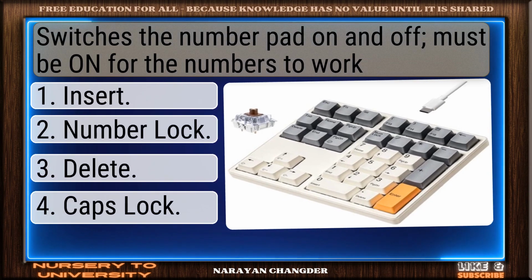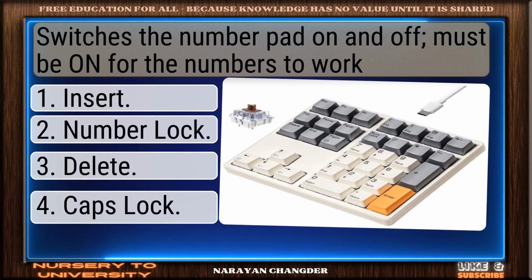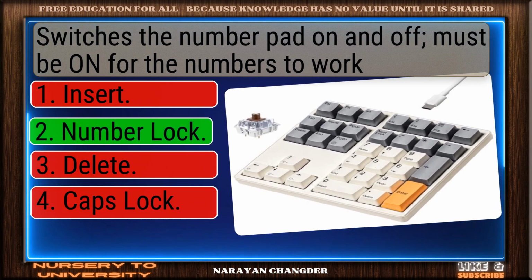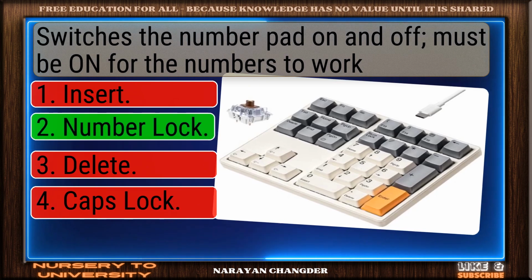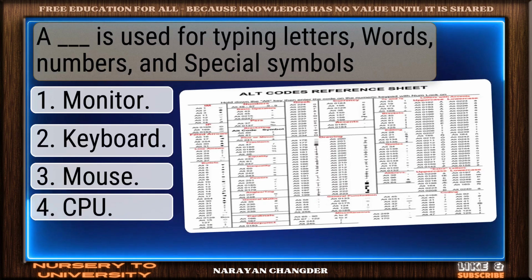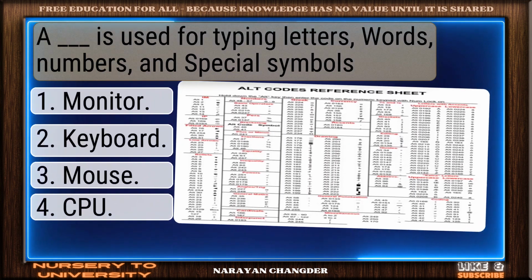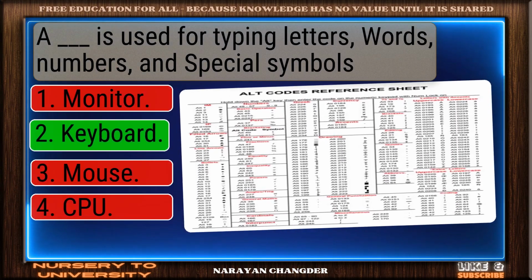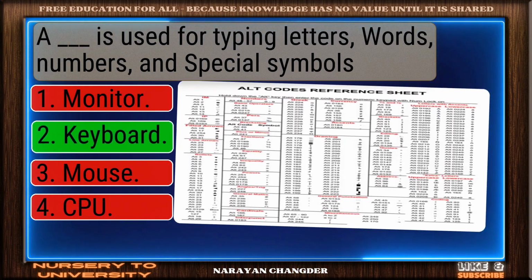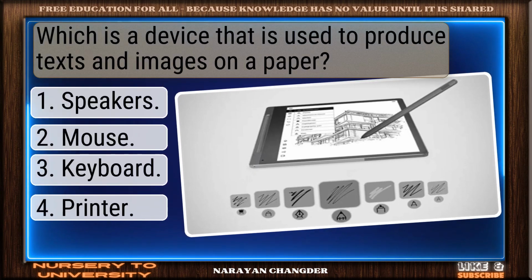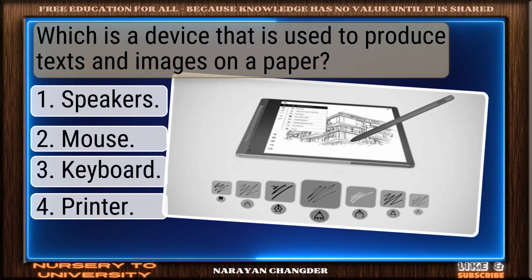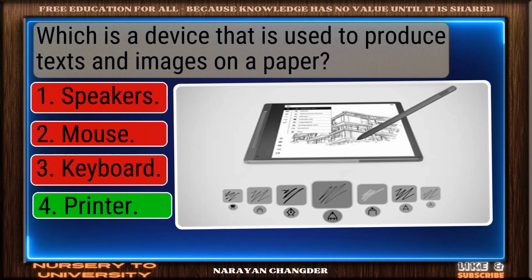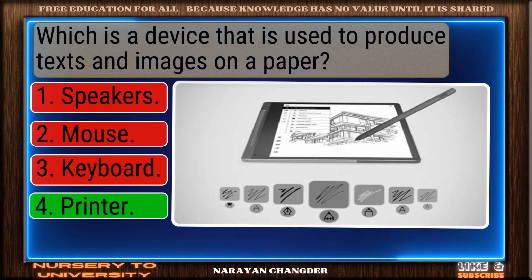Switches the number pad on and off. Must be on for the numbers to work. Smart move. Number lock is an accurate answer. A dash is used for typing letters, words, numbers, and special symbols. Solid response. Keyboard is a valid choice. Which is a device that is used to produce texts and images on a paper? Correct. Printer is the right answer.